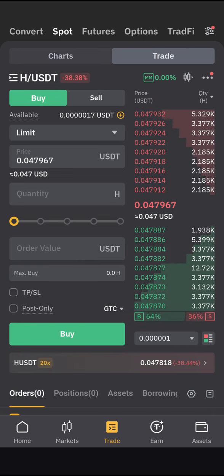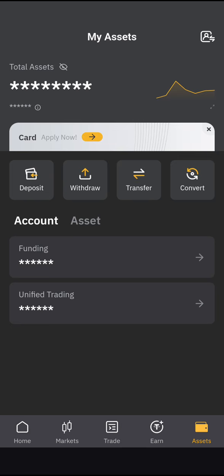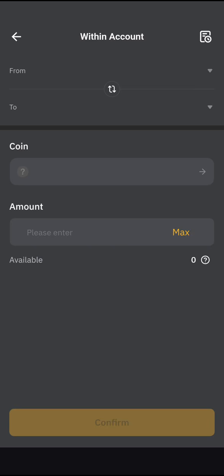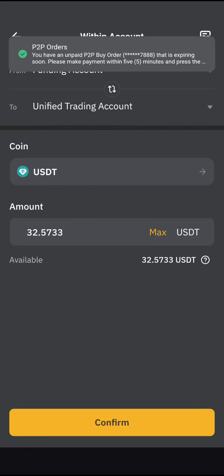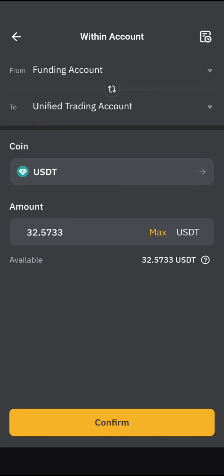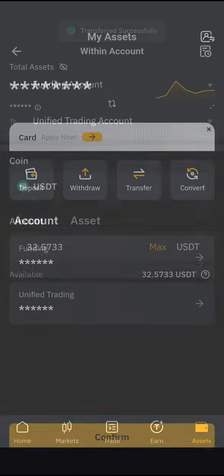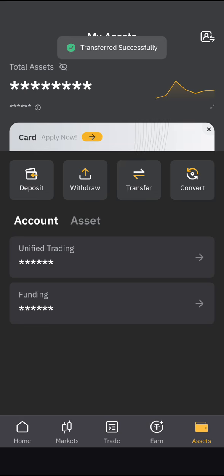If you click on buy, as usual, you must make sure that you have a particular volume of USDT here that you're going to use to trade. That will now return me to my asset. In the asset, I'm going to transfer from the funding wallet to the unified trading account. Coming to this place, I'll click on more, then on max, which means everything. So I've transferred everything now.